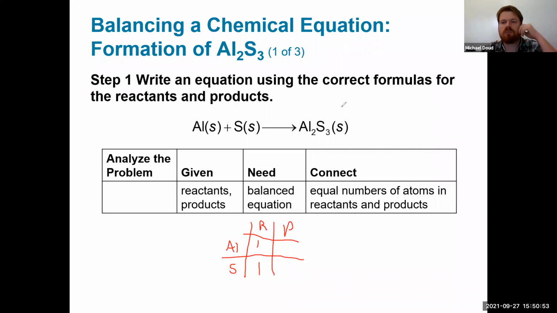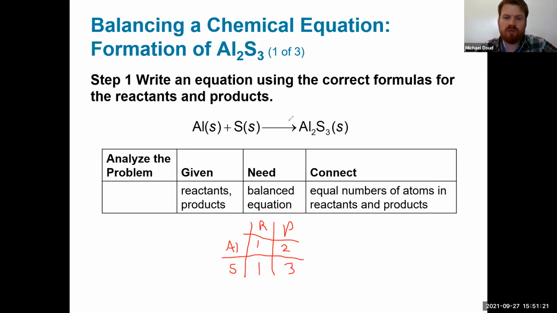Now, how about on the product side? How many aluminum and sulfur atoms do we have? Well, it's Al2S3, right? So that means that we have 2 atoms of aluminum and 3 atoms of sulfur. So is this equation balanced? We don't have the same number of atoms of each type of atom on both sides. So that means it's not balanced, and we need to do the balancing.